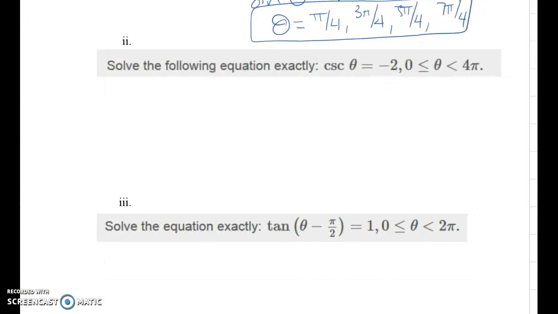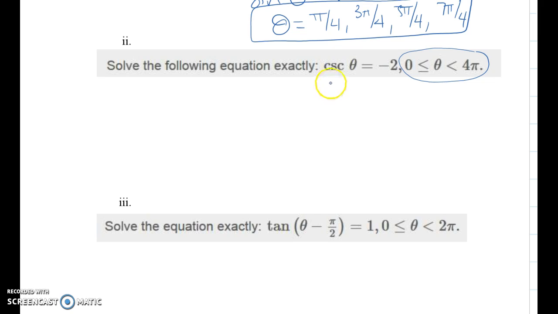So let's go down here to this next one. It says solve the following equation exactly. It gives me cosecant theta equal to negative 2. And now it has a restriction between 0 and 4 pi. So just keep that in mind as you go. And I say this a lot, but you always want to go back to your basic building blocks if you're not sure what to do.